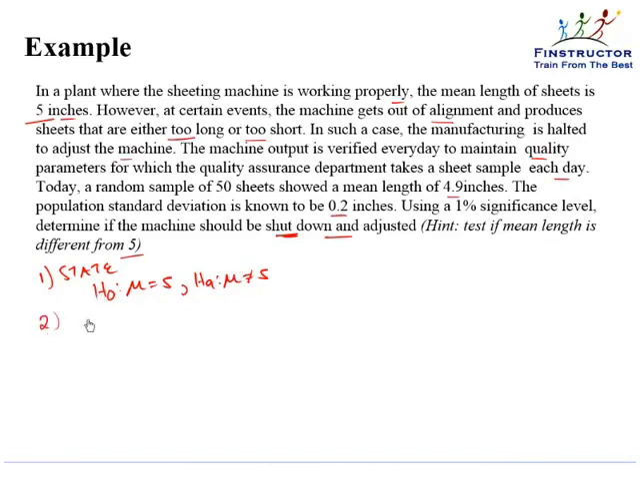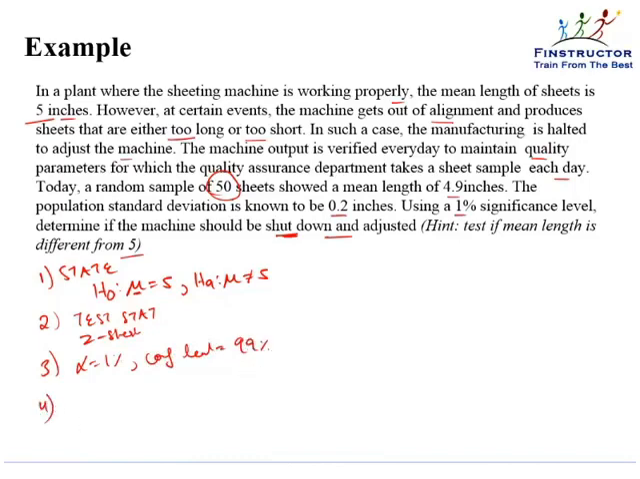Step 2 is to select the test statistic. So we will use the Z-test since it is a hypothesis on the mean and the sample size is greater than 30. Step 3 is specify the level of significance that is given to be 1%, or the confidence level is given to be 99%.